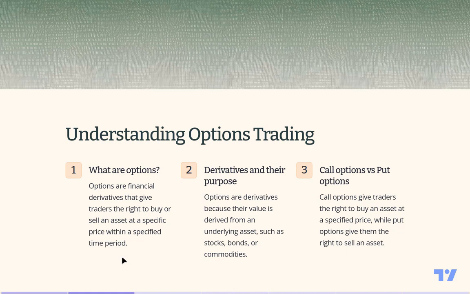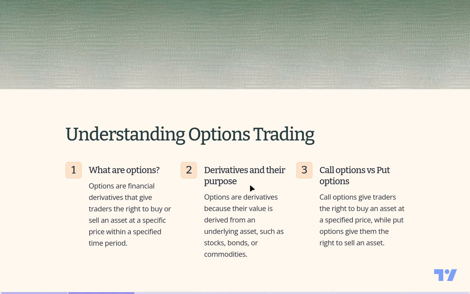Number two, derivatives and their purposes. Options are derivatives because the value is derived from an underlying asset. So an option is not the exact price. You are taking a smaller position on the price of the actual asset.